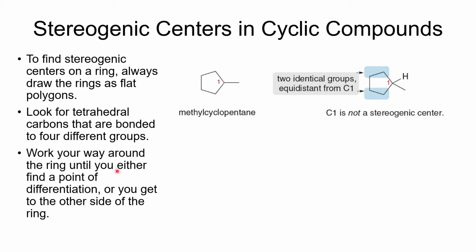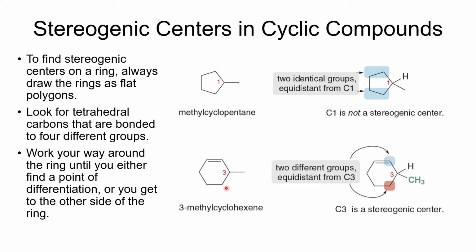Sometimes you have to go a couple of atoms before you get to a point of differentiation, but you go as far as you need until you get all the way to the other side of the ring. And here is a case. This one is 3-methylcyclohexene, and so there is the alkene. And so if we look, this carbon has a methyl, a hydrogen, a CH2, and a CH that's part of that double bond. That's 4 different things. That is a stereogenic center.